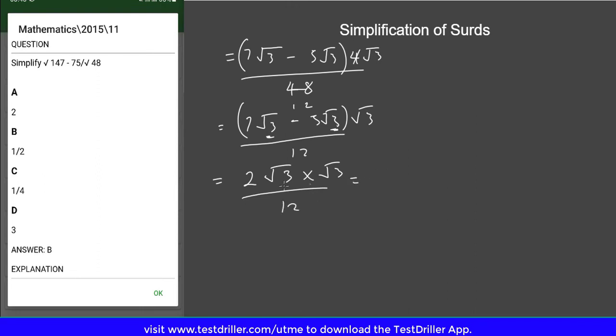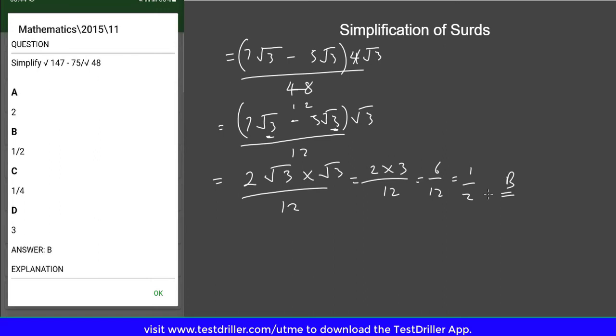So root 3 times root 3 will always give you 3. So that's 2 times 3 divided by 12. Then this gives you 6 over 12, and that gives you 1 over 2. So the answer is B, which is 1 over 2. So that is the solution to this problem.